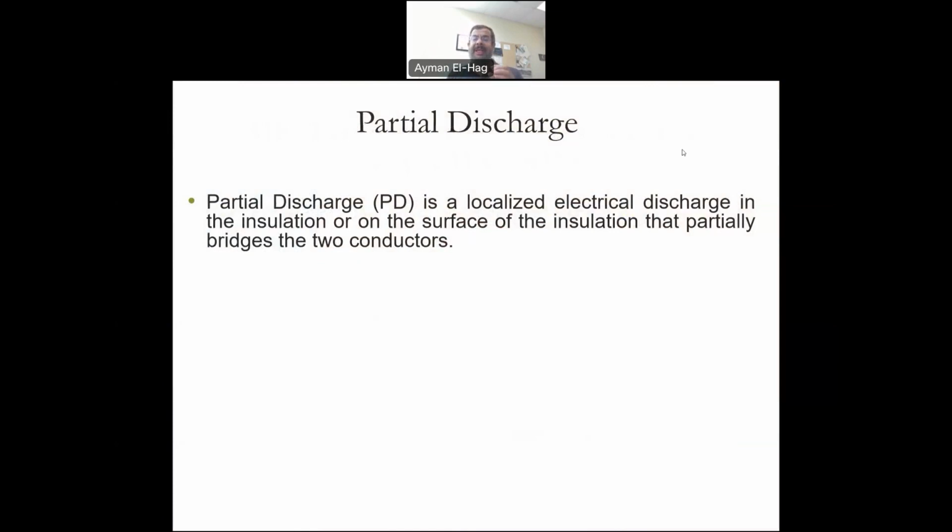A partial discharge is a localized electrical discharge in the insulation system or on the surface of the insulation system that partially bridges the electrode. So it's not basically a fault. It is something before we have a complete collapse or a complete fault current inside the insulation system. And they come in different formats.